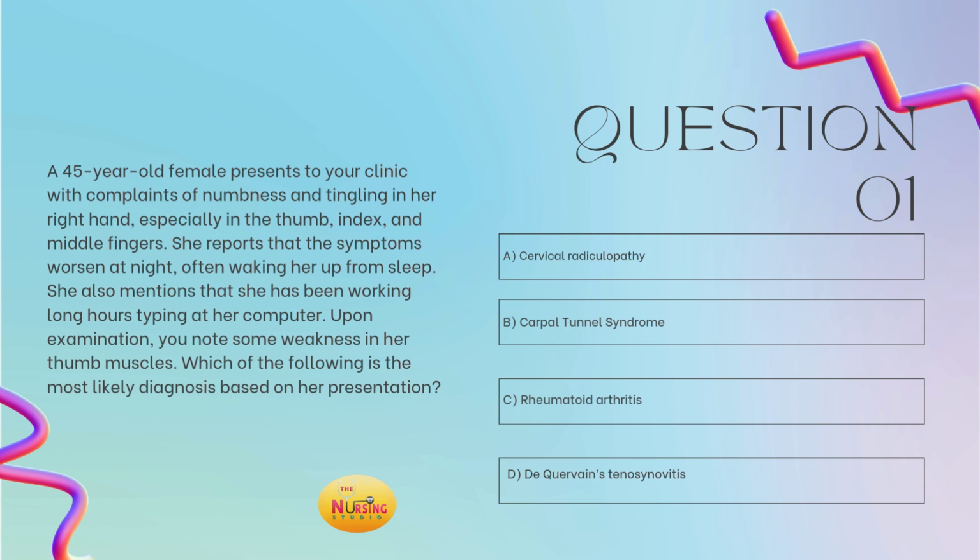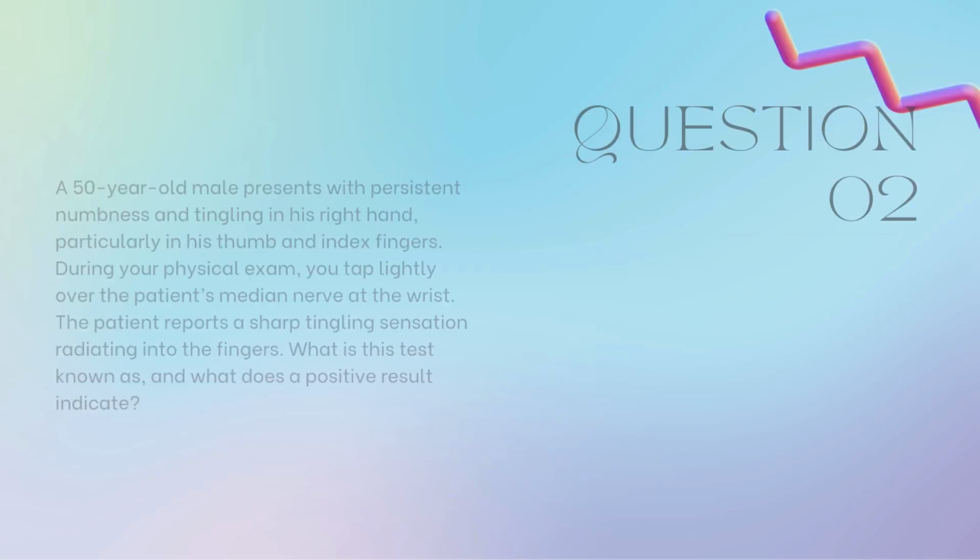So, y'all, when you think about carpal tunnel, especially when they're talking about the thumb, index, and middle fingers, those first three fingers are often the affected fingers because the median nerve is what is affected when we're talking about carpal tunnel, okay? So, know the key identifiers, all right? So, B is your best answer.